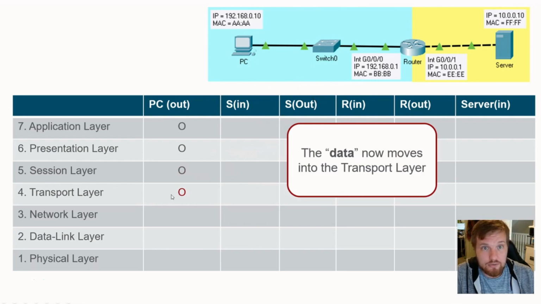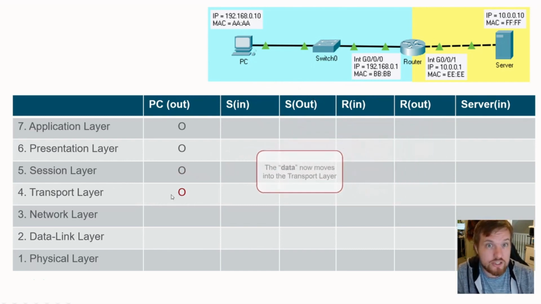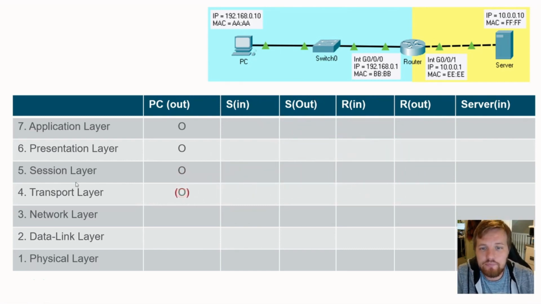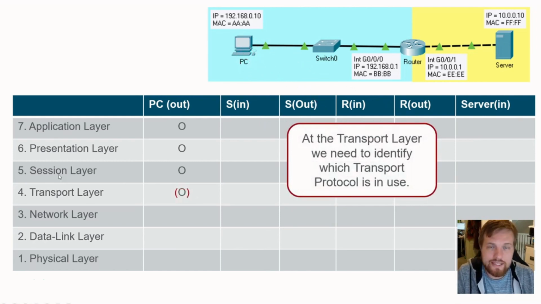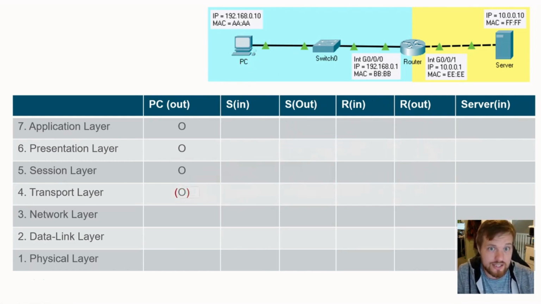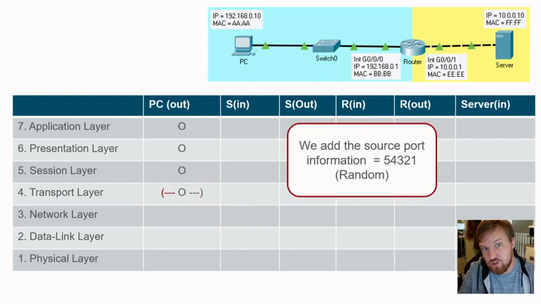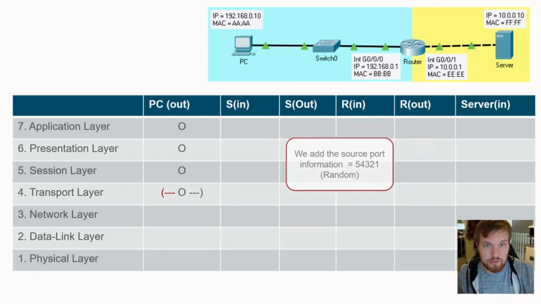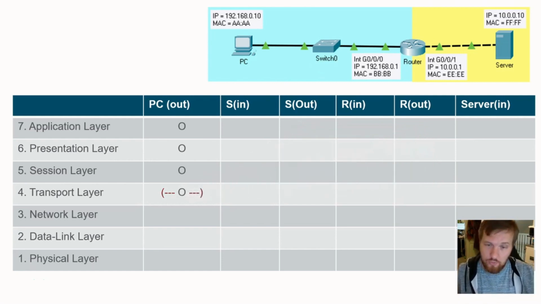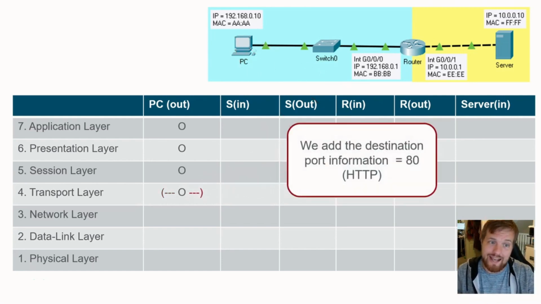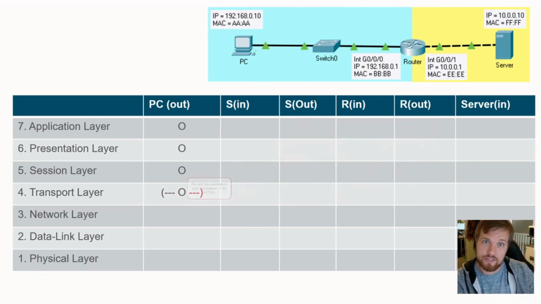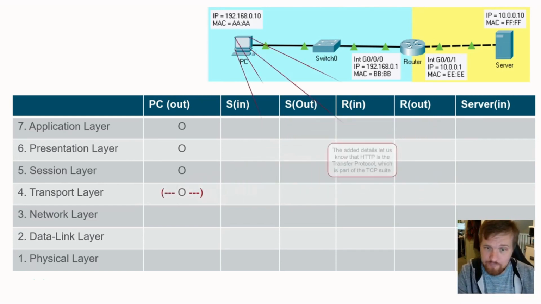So the data now moves into the transport layer where interesting stuff starts to happen. At the transport layer, we need to identify what the transport protocol in use is. So firstly, we're going to add the source port, and this is going to be a random number, in this case 54321. Then we're going to add the destination port, which is port 80, which is the number that represents HTTP.